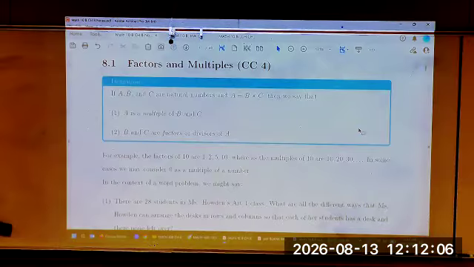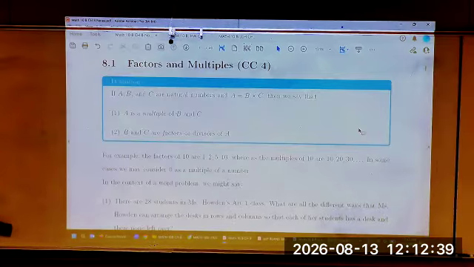Playing the mind, right? Simple. If A, B, and C are natural numbers, so natural numbers start with what? 1. Naturally, we start with the number 1, 2, 3, 4, 5. And A is equal to B times C. So some number A is equal to the product of B and C. Then we say A is a multiple of those 2 numbers, B and C.